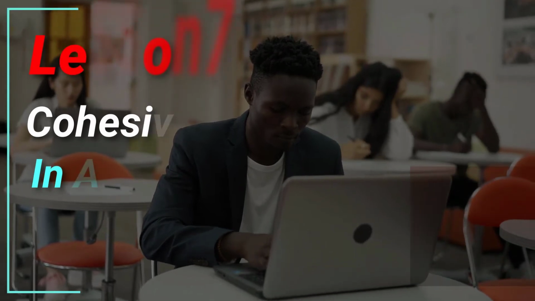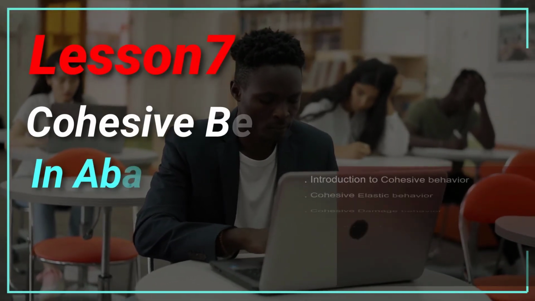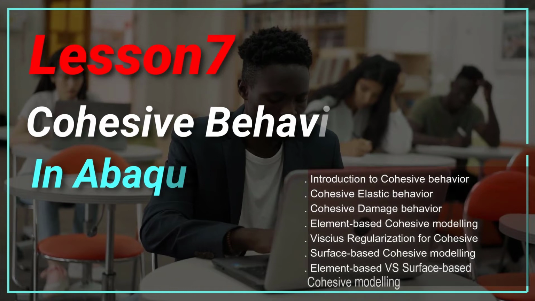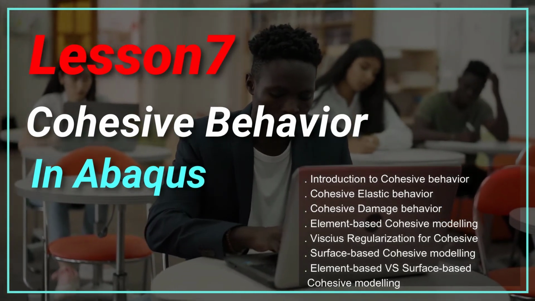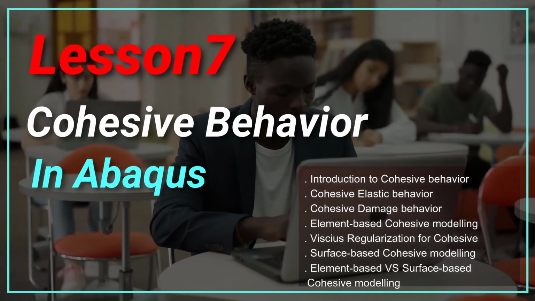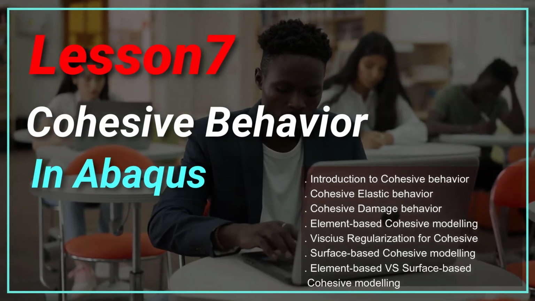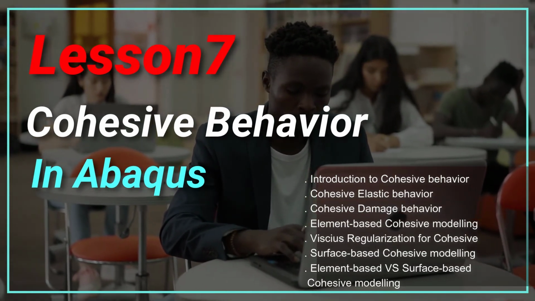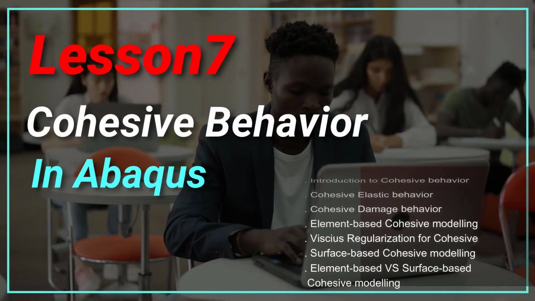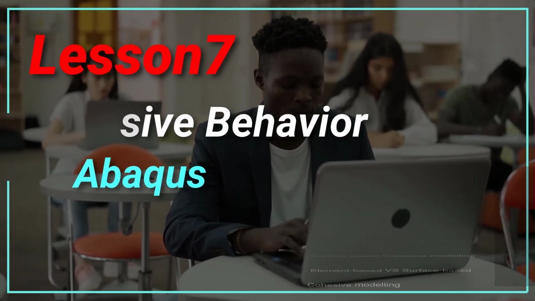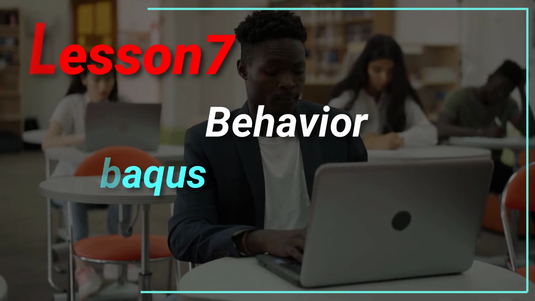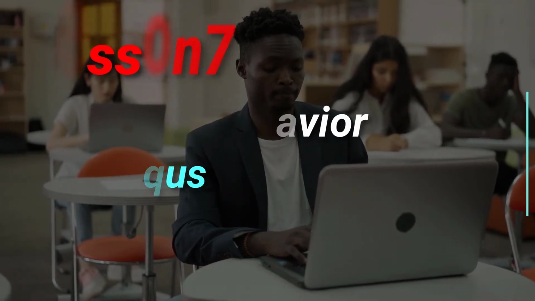You will learn cohesive behavior in Chapter 7 of this package. A cohesive element is usually used when 2 parts should be glued. Cohesive elastic and damage behavior, surface-based and element-based cohesive behavior are discussed here. Now it's time to check a short period of the 7th lesson video.